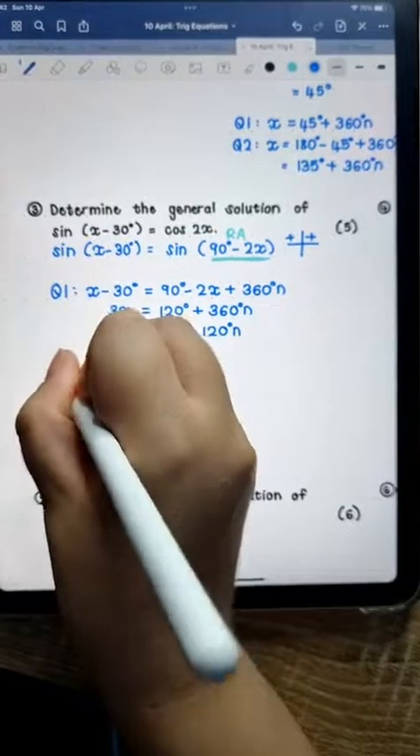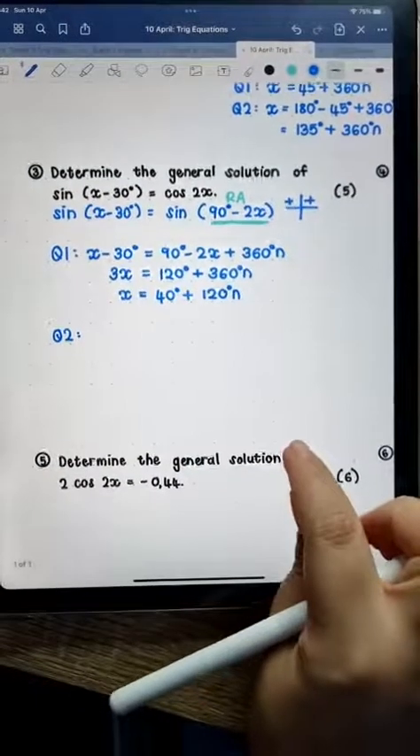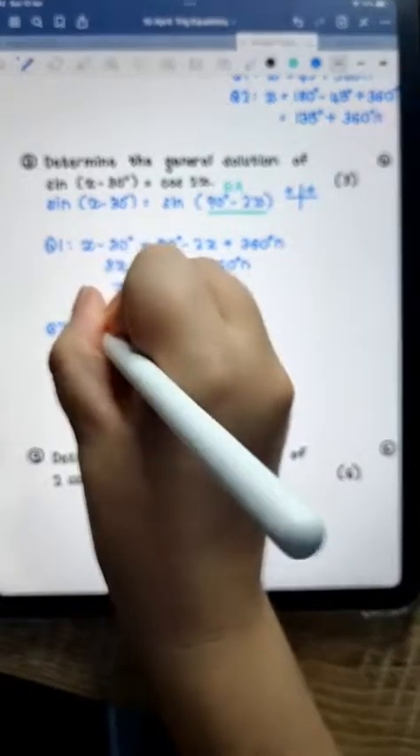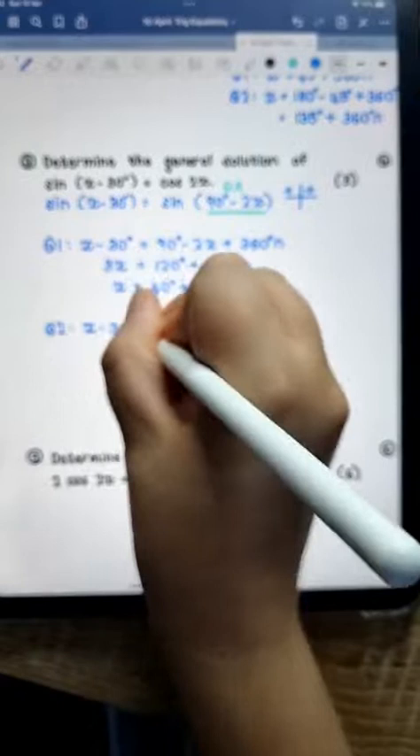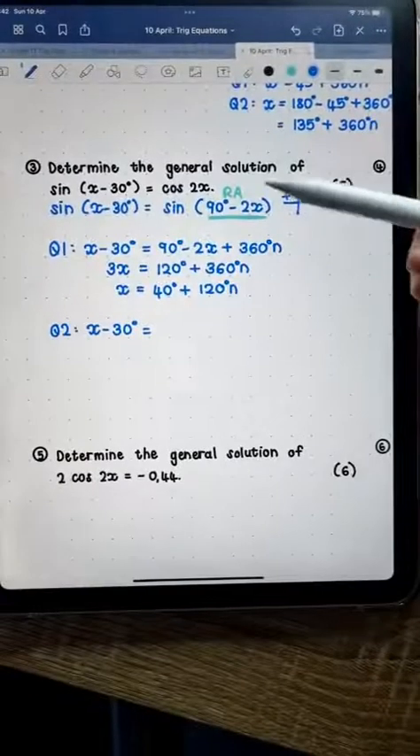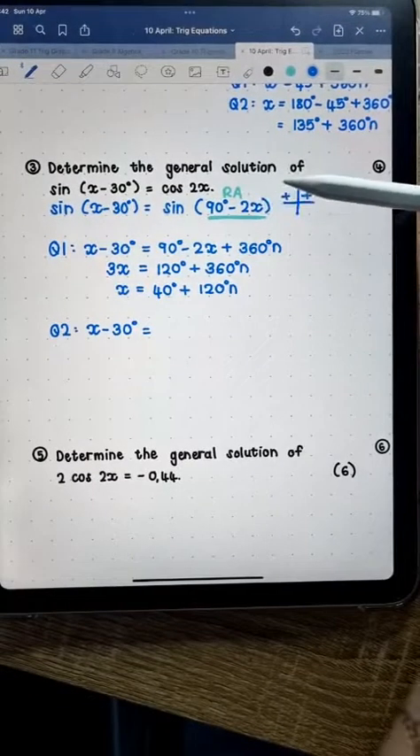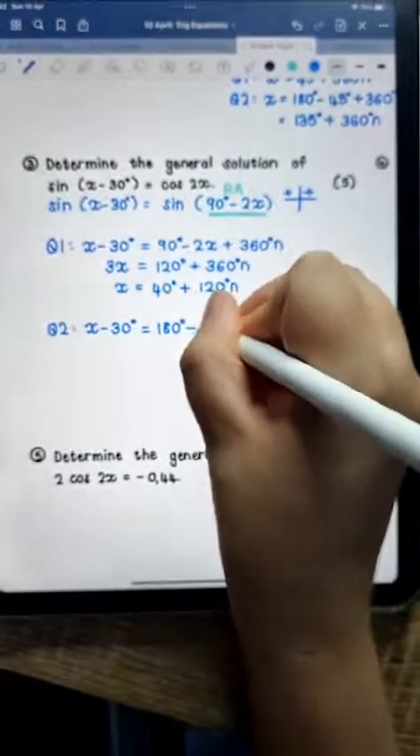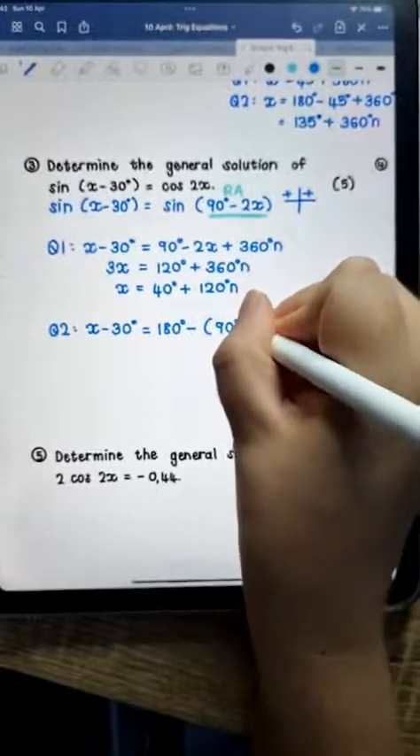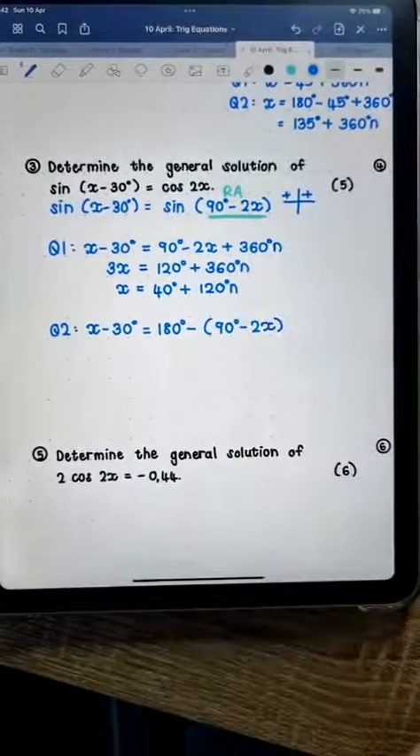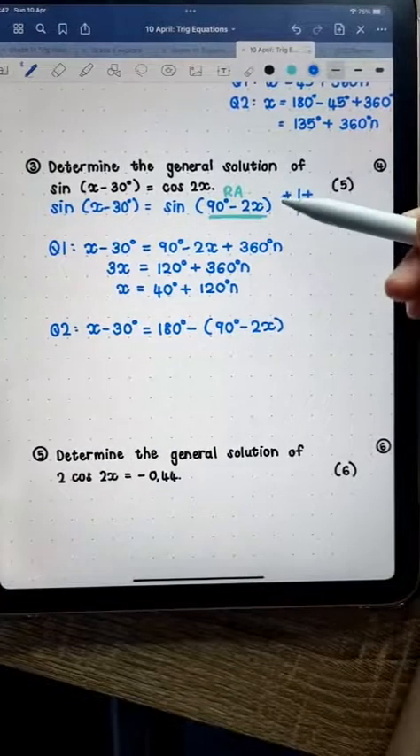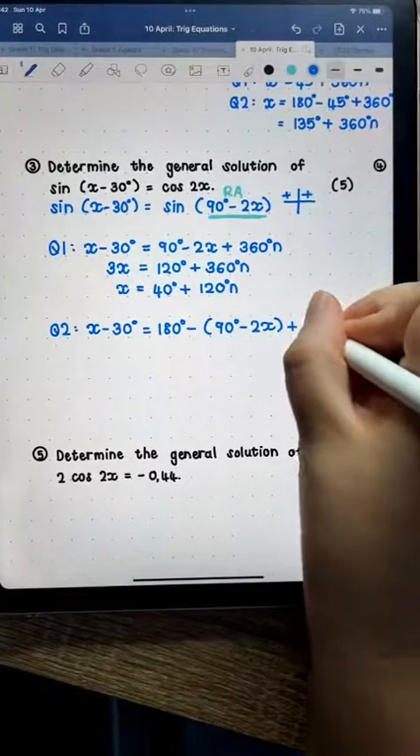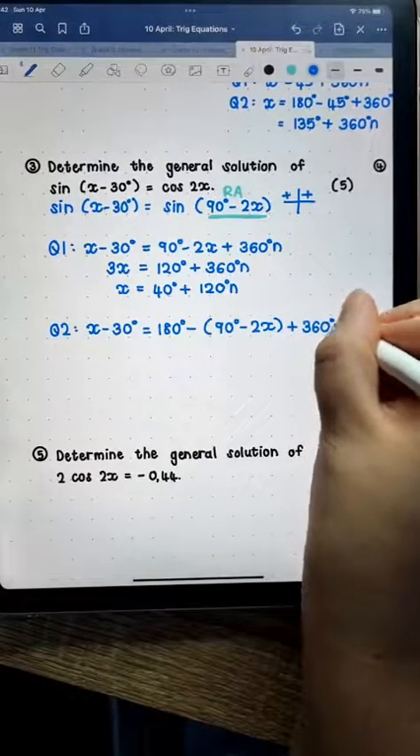The quadrant 2 solution is going to be a bit more complicated, because what do we do in the second quadrant? We say the angle that we're working with, x minus 30, is equal to, in the second quadrant, always 180 minus the whole reference angle. Now, the whole reference angle is 2 terms, so, guys, you have to put it in brackets, please. 180 minus the reference angle, which is 90 minus 2x. And that, again, we do plus 360n.